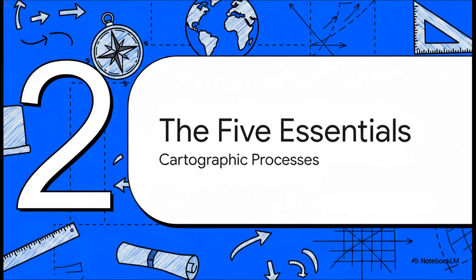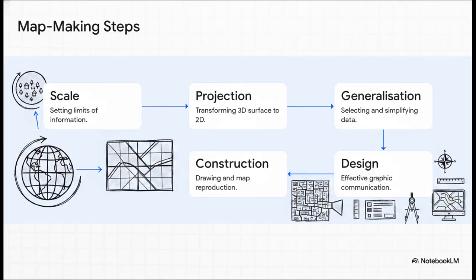Okay, moving on to part 2, the 5 essentials of map making. Every piece of cartography is built on these 5 pillars. First up, you have to decide the scale, because that sets the limits on what you can actually show. Second is the map projection. That's the mathematical magic trick of moving from curved to flat. Third is map generalization. Fourth is the actual design, making it visually make sense. And finally, construction and production, which, let's be honest, is mostly powered by some pretty amazing computer-assisted software these days.